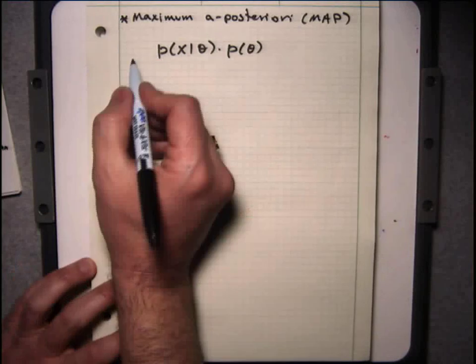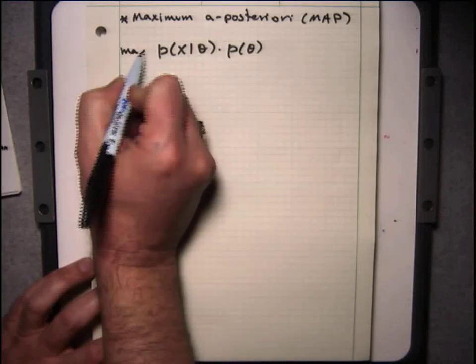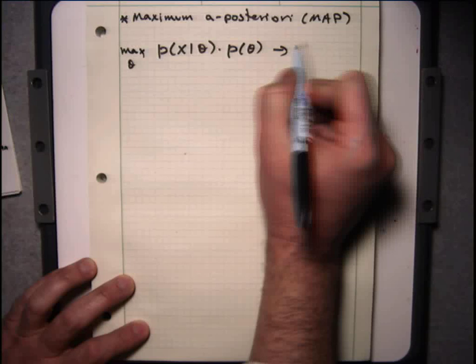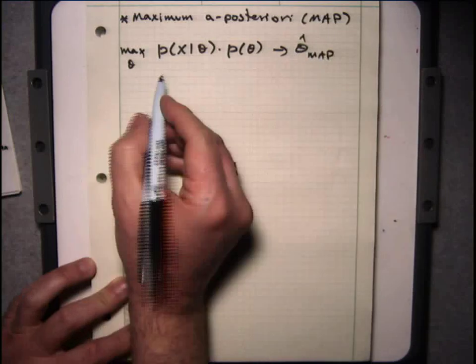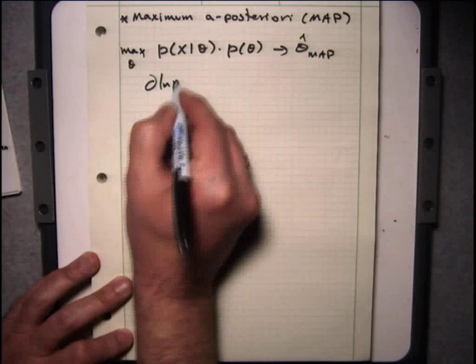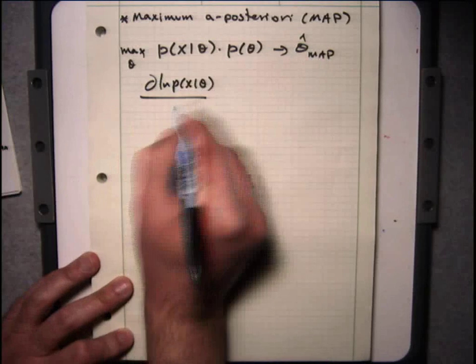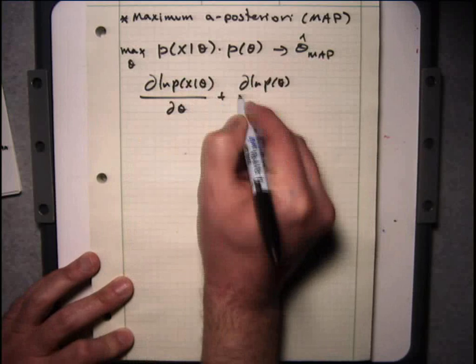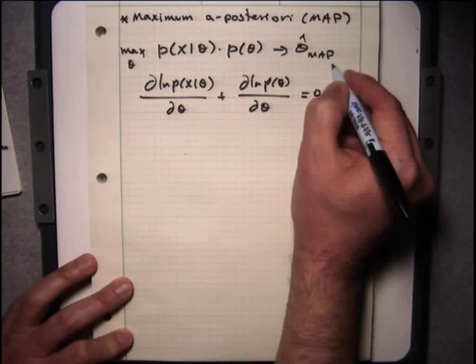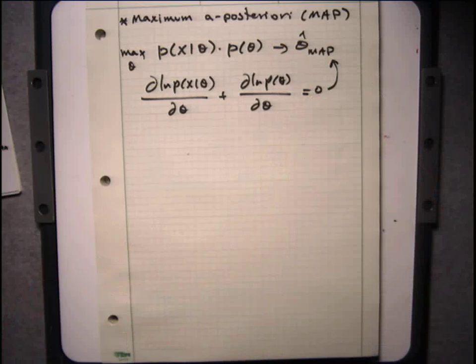So again, the idea is that you maximize this over theta, and that gives you theta hat maximum a posteriori. And the maximum a posteriori equation is the derivative with respect to theta of log of p of x given theta plus log of p of theta, equal to 0. So the solution to this is in fact the maximum a posteriori.